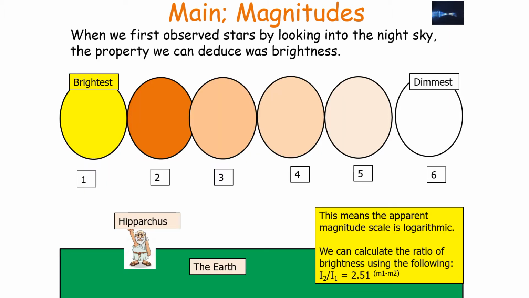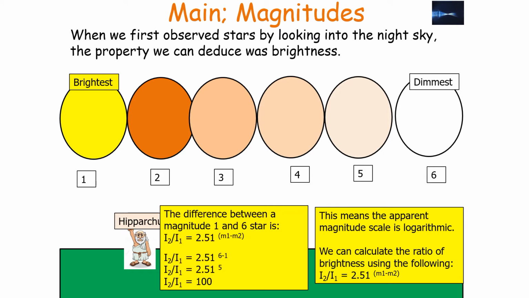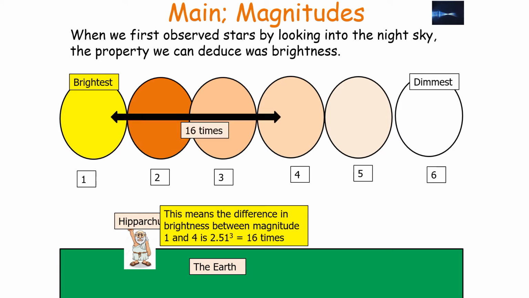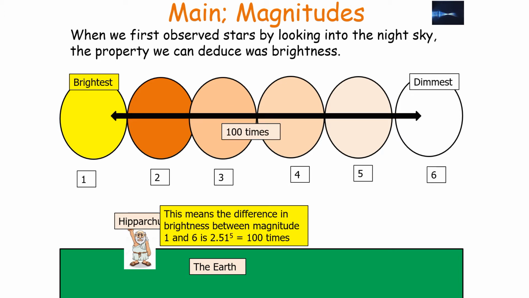So you can work this out by doing the difference in intensity is equal to 2.51 to the power of the change in the apparent magnitude scale. So what's the difference between 1 and 6? Well, it's 2.51 to the power of 5, because 6 minus 1 is 5, which equals 100. So 1 magnitude difference is 2.51 times in terms of brightness difference, then 2 magnitudes is 6.25, 3 is 16, 4 is 40 and 5 is 100.